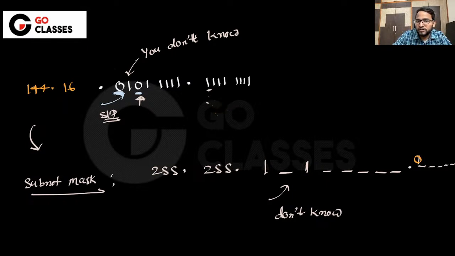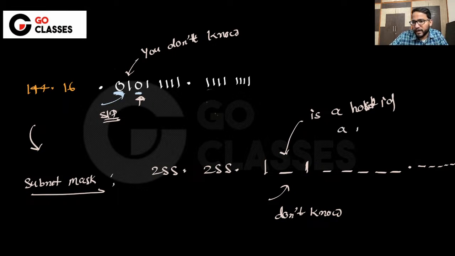But since you don't know, that's why I'm leaving it as it is. Now any of these bits can be filled with 0 or 1 because we don't have enough information. If somehow I come to know that this bit is a host ID, then I will put 0 here. If somehow I come to know that this bit is a network ID, then I will put 1 here, right? But currently I don't know, so I'm leaving it as it is.